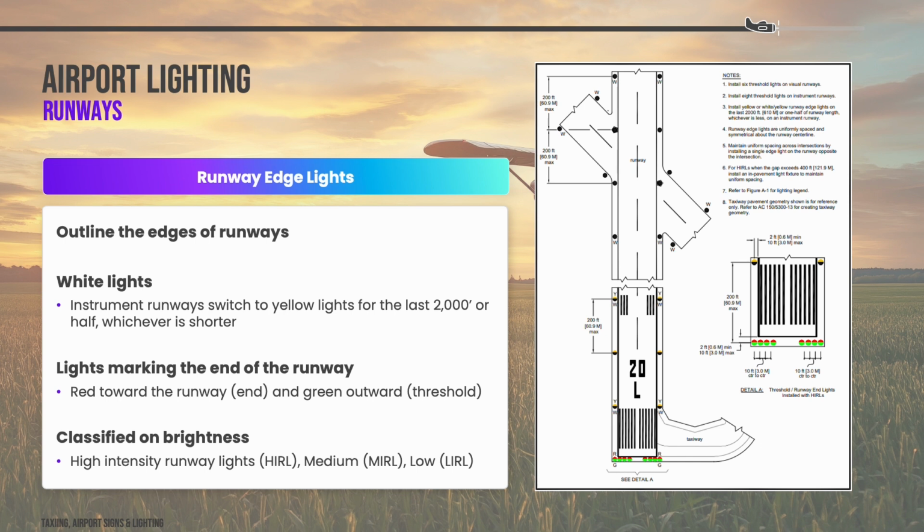And then classified on brightness, you could set the lights, or in a controlled field, they'll set them for you and you can ask them how you want them. And in an uncontrolled field, you can set them with your radio, and you can set for high intensity, medium intensity, or low intensity.